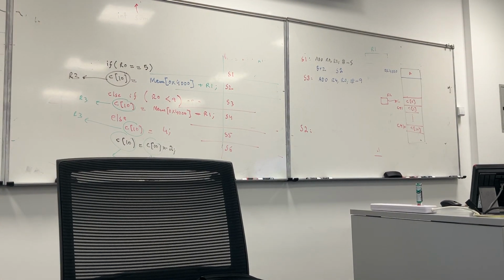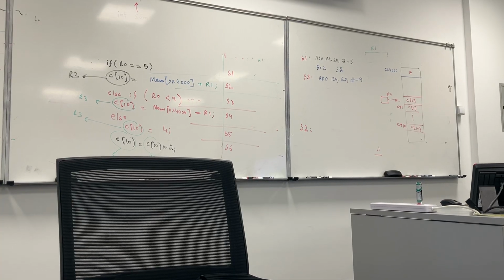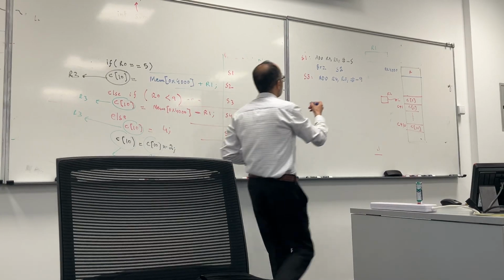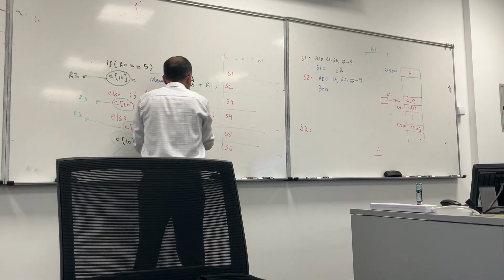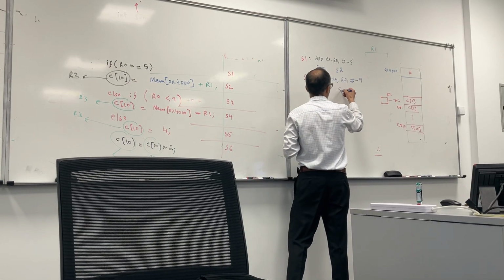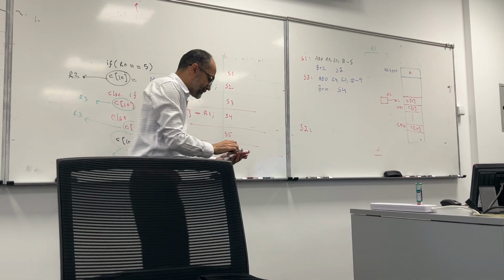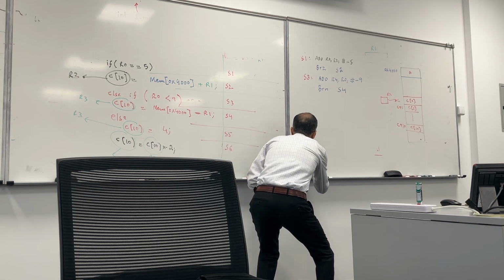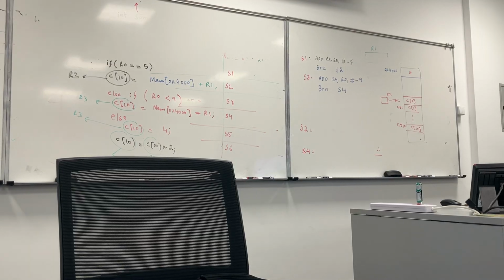Now, smaller than. What should we use? BRN, BRZ, BRP, what? BRN. We should use BRN. If this condition is true, where should we jump? S4. So BRN, S4. And then I'm putting S4 here. We'll do S4 later on.